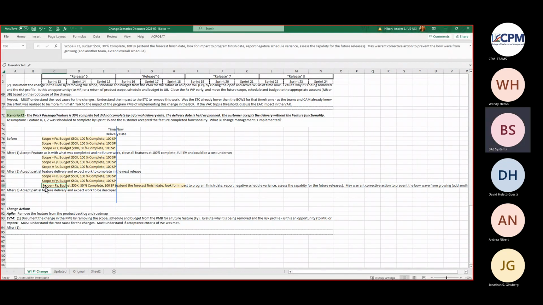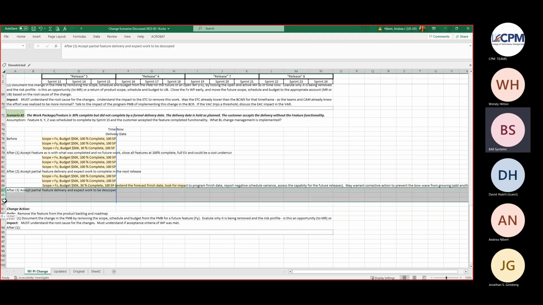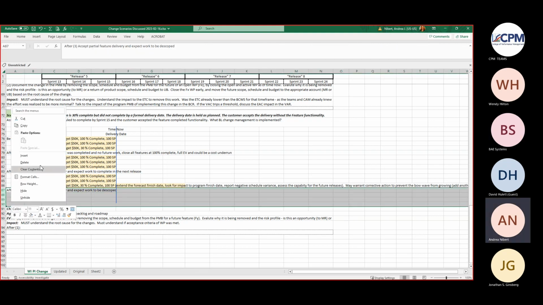Hey, Andrea, at one time we also talked about a scenario like this where the rest of the feature was delayed, but not necessarily into the next release. It might be like, in this case, release 7 or 8. Is that something worth discussing, how you might want to handle that? Absolutely.